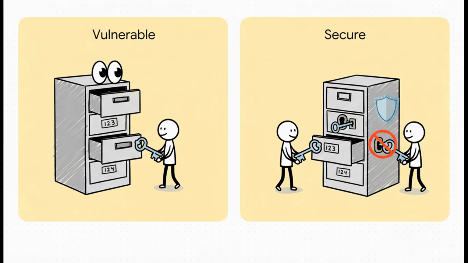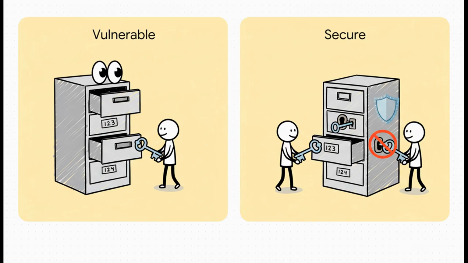So check this out. On the left, the vulnerable code. The API gets a request for /api/invoices/123. It finds invoice 123 and sends it back. The problem? The attacker can just change the URL to /api/invoices/124, then 125, then 126, and just walk through all of your customers' data.